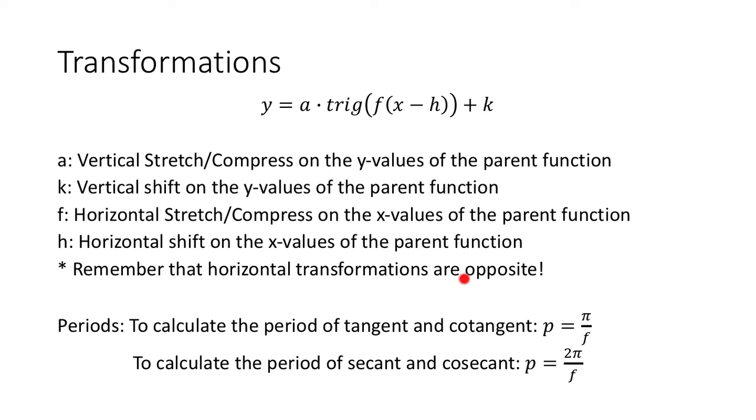Remember that horizontal transformations are opposite, so the frequency and the phase shifts are backwards to what you would think transformations are. And then the last thing is to calculate the period. It depends on the original function because these two different types of functions have different periods. If you're calculating the period of tangent or cotangent, you find the period by doing pi over the frequency. And for the period of secant and cosecant, you do 2 pi over the frequency to calculate their periods.